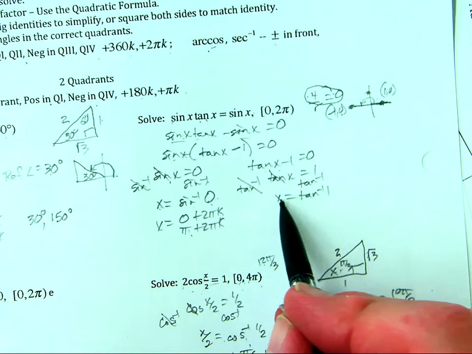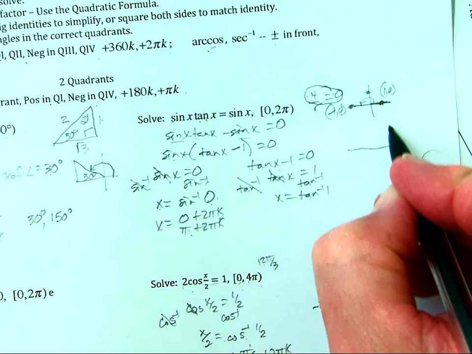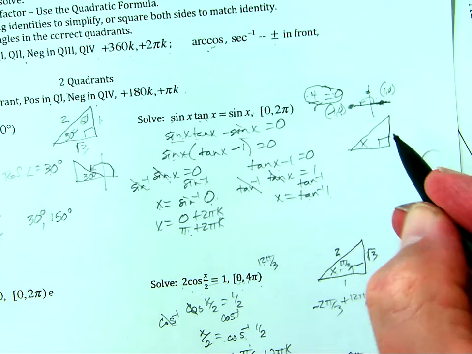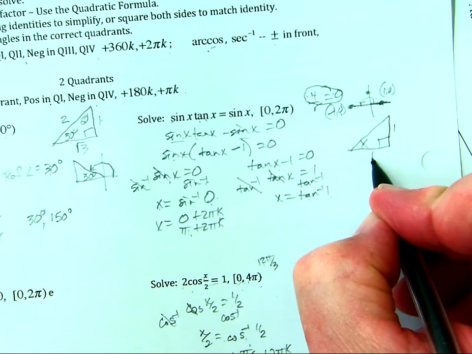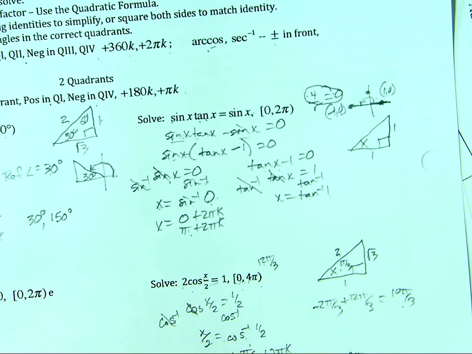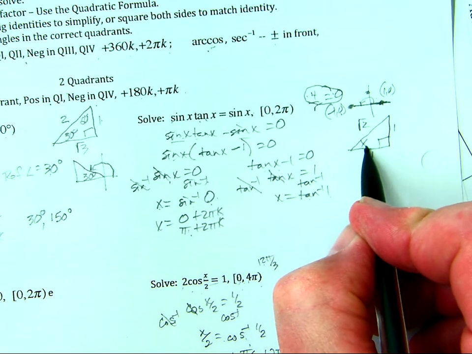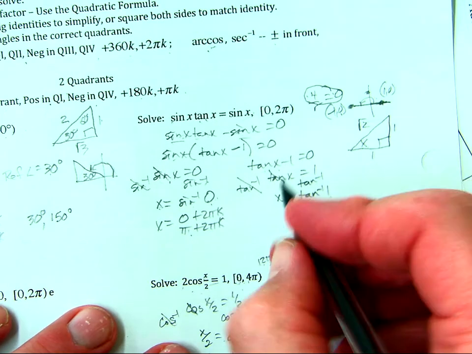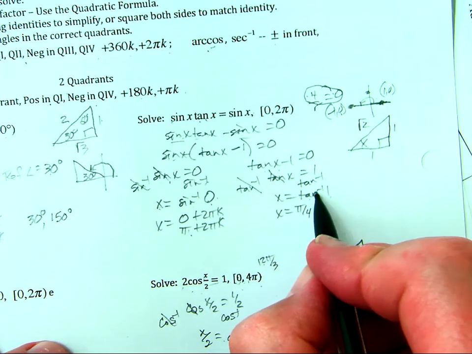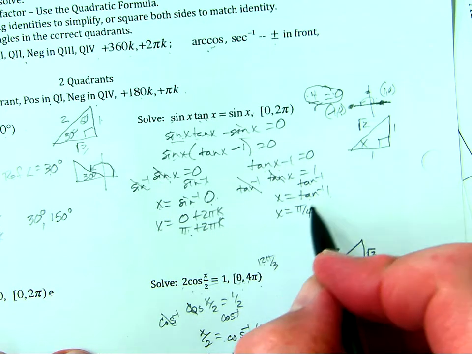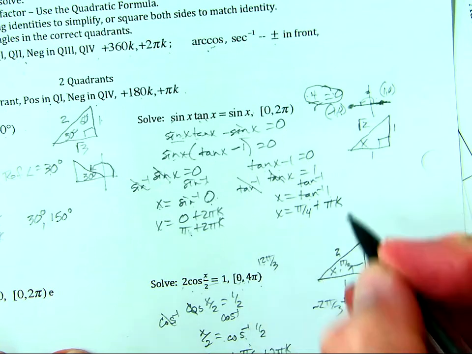Again, remember, this means what angle has a tangent of 1? Well, if we draw a triangle, tangent is opposite over adjacent, so that would be 1 over 1. Is that one of our triangles? Yeah, if that's radical 2, that's a 45-degree angle, which in radians is pi over 4. So x equals pi over 4. Now remember, for inverse tangent, we just need one angle, so we have pi over 4. And then we're going to add pi k, not 2 pi k.